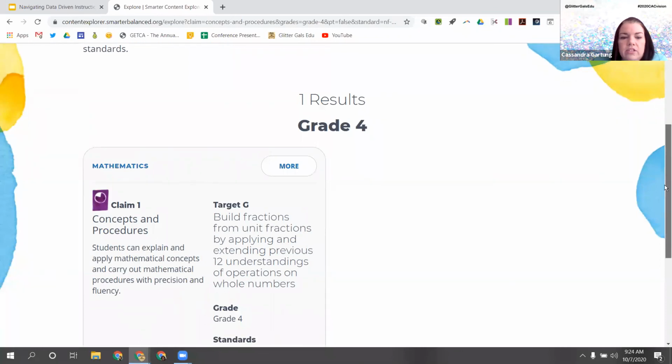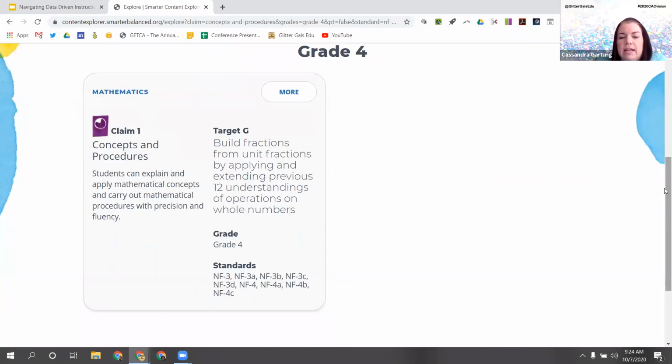And then it's going to tell you all about that claim and target and standard and how it's tested, how you see it on the test, what the achievement levels look like on the test, question stems, vocabulary. I mean, it has it all for you. So it's a really great tool, and I highly recommend that you use it.